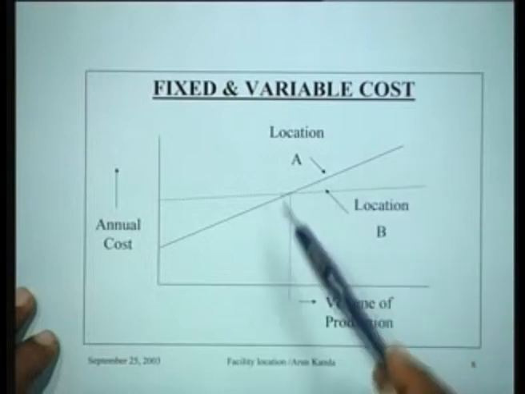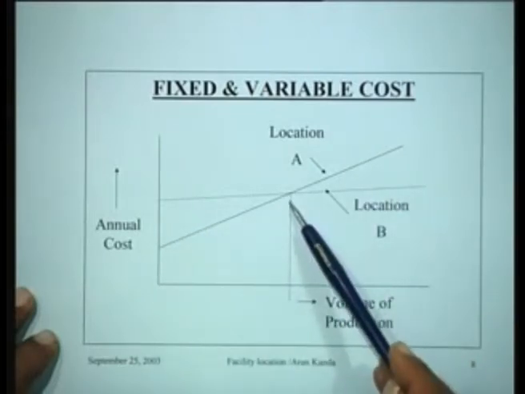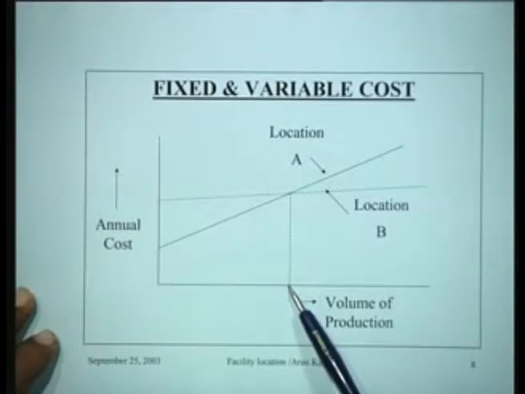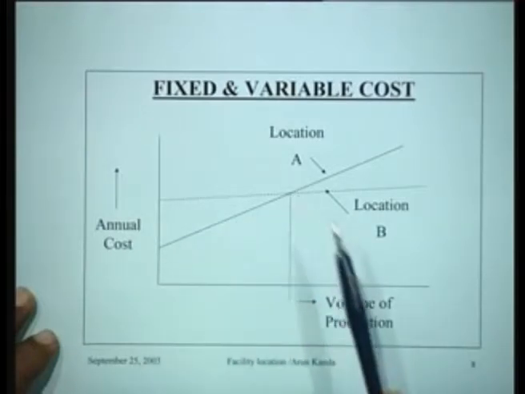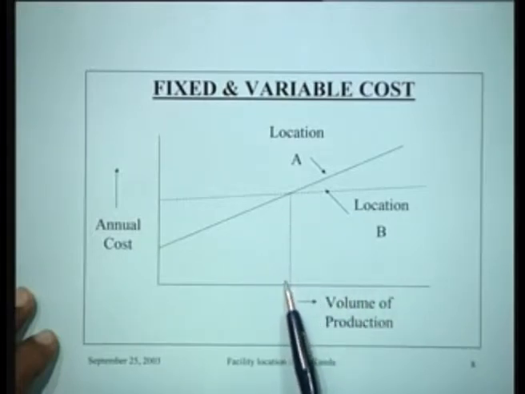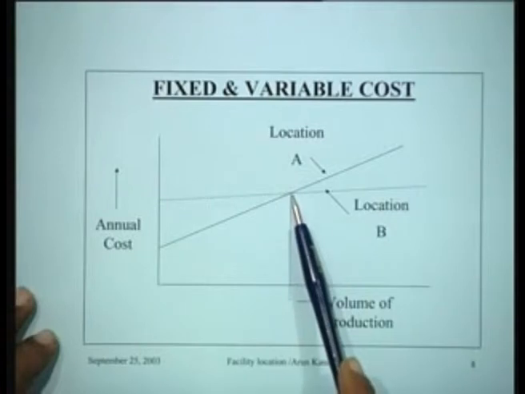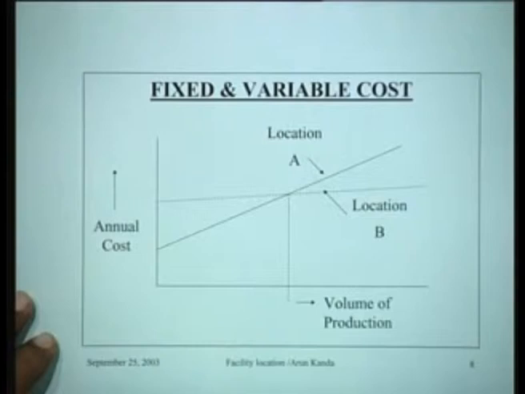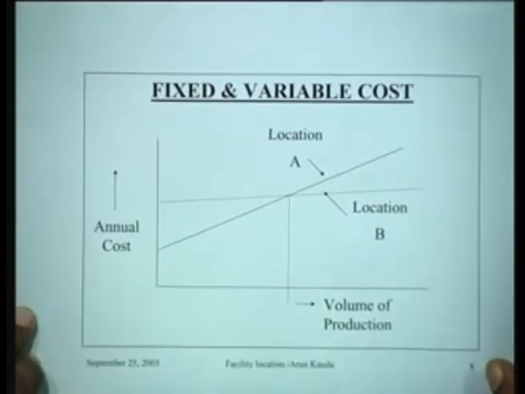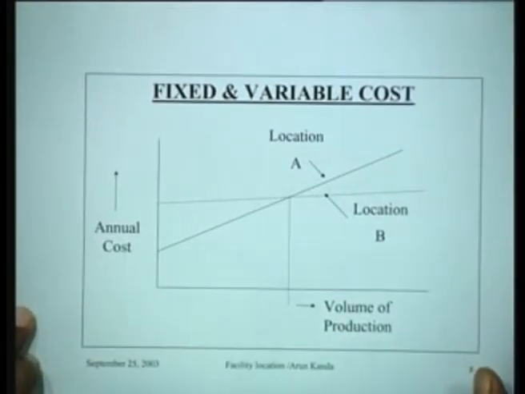So if you now compare these two, you find that you get a break-even volume of production corresponding to this value. So the decision then is that if your volume of production is lower than this, you should prefer location A, that is Delhi. However, if your volume of production is greater than this particular volume, then you should prefer location B. So this kind of analysis of fixed and variable costs, taking into consideration the nature of costs at different locations, determines the best location for all possible ranges of operation.